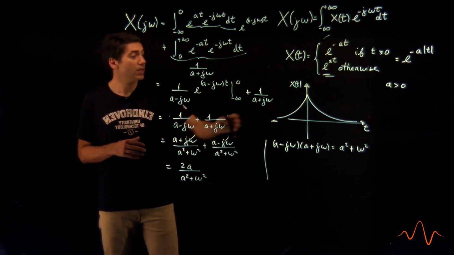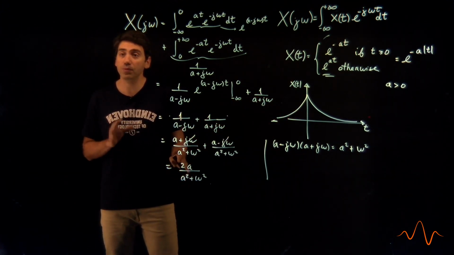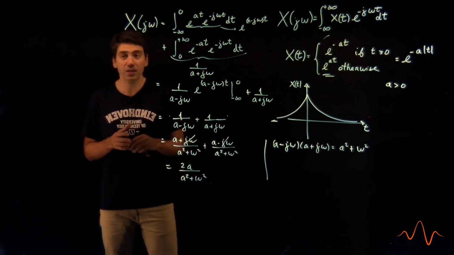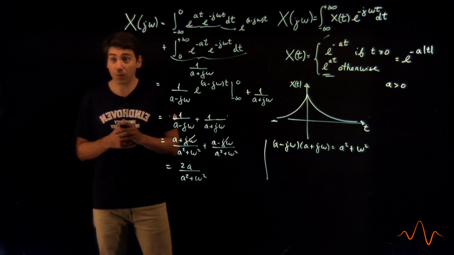Now, very important, since this signal that we started with is an even signal, the Fourier transform is purely real. So we can plot this Fourier transform as a function of frequency omega, and we just need to consider the real part of it right now.